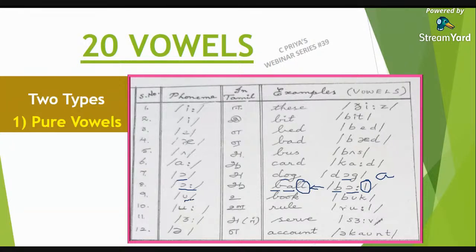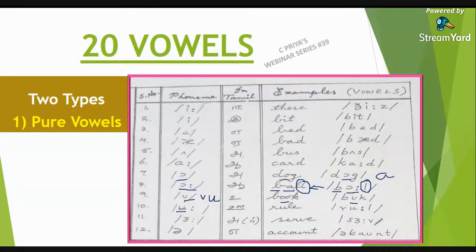And the ninth one, oo sound. Though we have two O's, we produce it as oo. Book. B, oo, k. Book. Not oo sound, oo sound. Oo. B, U. Oo. That's it.